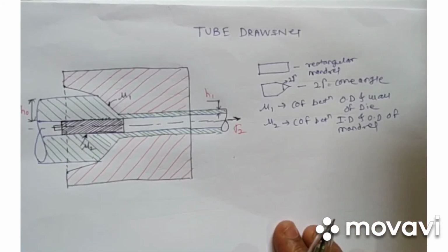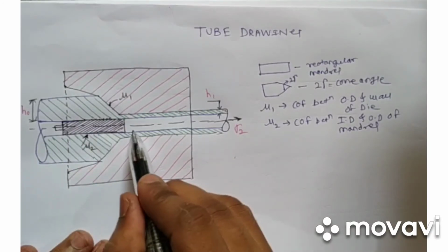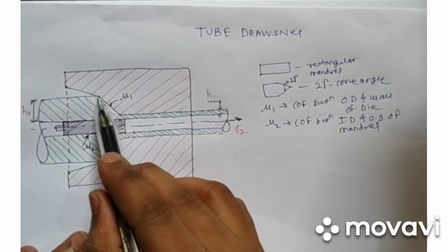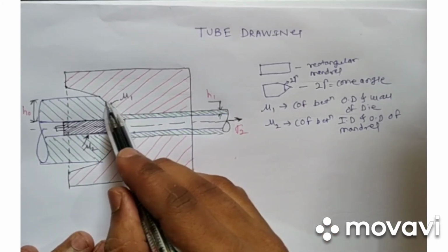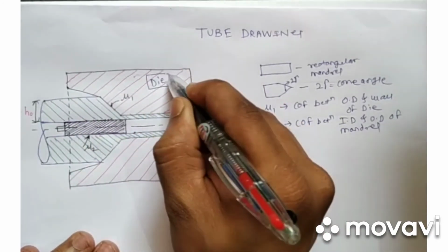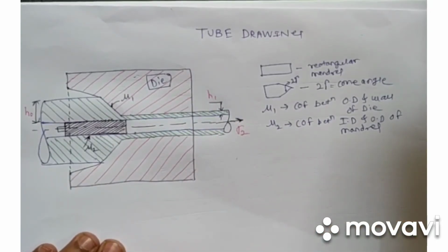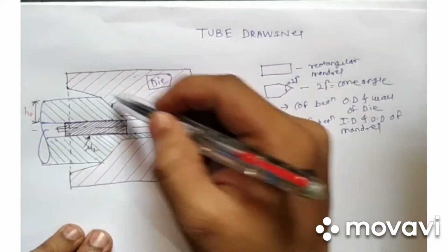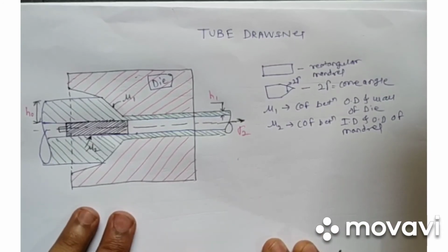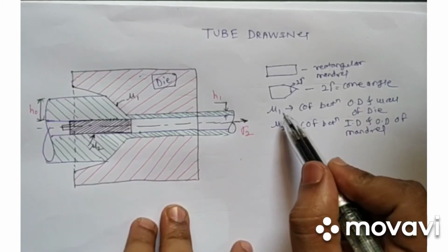Because at this portion it is the ID of the tube and the OD of the mandrel, and here it is the OD of the tube and the wall of this die. So this is our die, which is stationary, and we are moving the total mandrel and tube against the die. So these are the coefficients of friction.